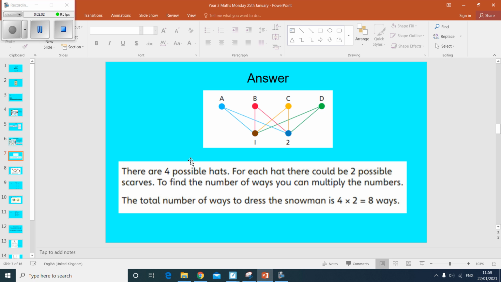Okay, so we're seeing 4 possible hats, and for each hat there are 2 possible scarves, and so to find the number of ways we multiply the numbers. So the total number of ways to dress the snowman is 4 times 2 equals 8 ways.